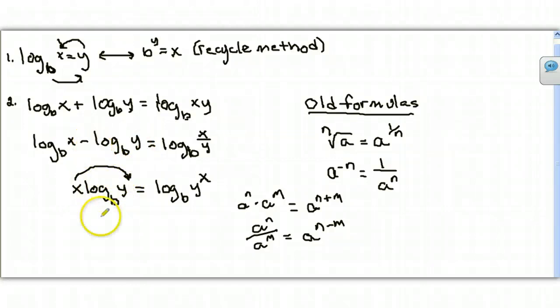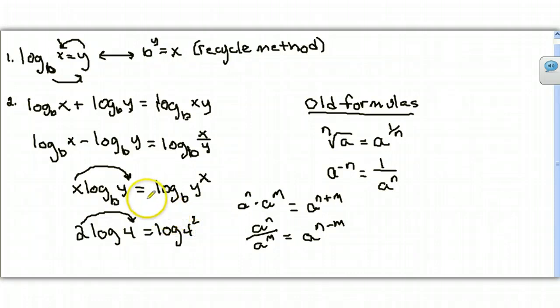Let me put an example. Let's say we had 2 log of 4. You're not supposed to have that 2 right there to the left. So if you've got that 2 to the left, it has to come to the right and become a power. So it's going to be equal to log of 4 squared, or you can call it log 16 if you want. That's how you rewrite it. So everybody good with that?